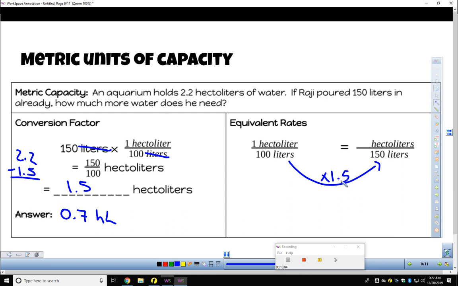Maybe you had to do 150 divided by 100 to figure out what this multiplication piece was. That's fine. That works, right? So you're going to multiply by 1.5 up top as well. One more. I appreciate you sticking with me.